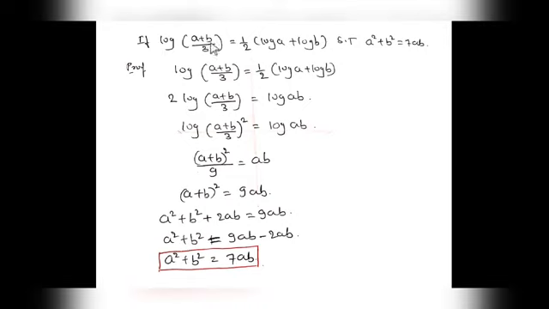If log of (A plus B) divided by 3 is equal to 1 by 2 (log A plus log B), show that A square plus B square is equal to 7AB. Proof. We'll take the LHS part. Now take this denominator to the other side, it will become multiplication. 2 log of (A plus B) divided by 3 is equal to log A plus log B, which can be written as log AB. Now we can take this coefficient as power. Log of ((A plus B) divided by 3) whole bracket squared is equal to log AB.